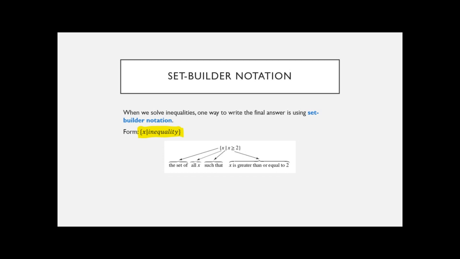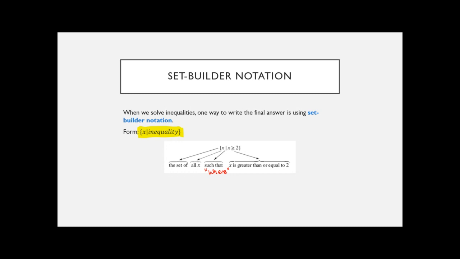So we read this out loud. We've got the curly brace, which means set. So we have the set of, that curly brace is telling us we have a set. And then our variable, all x. And then the vertical bar is read out loud as "such that." Or, instead of "such that," I'll use the word "where." And then you have your inequality, x is greater than or equal to 2. So that's how this is read.